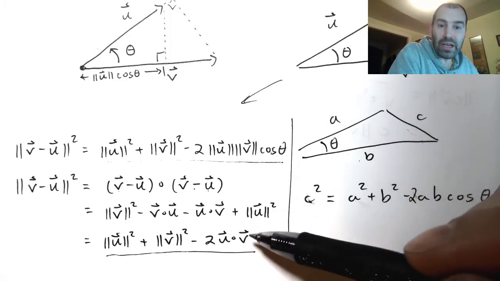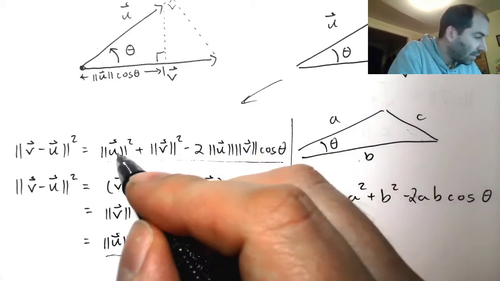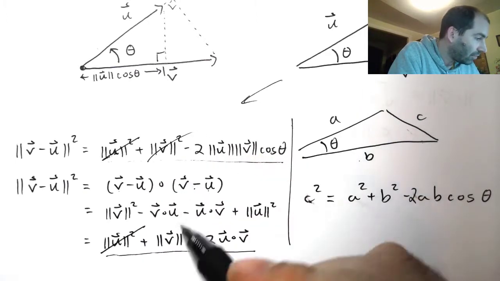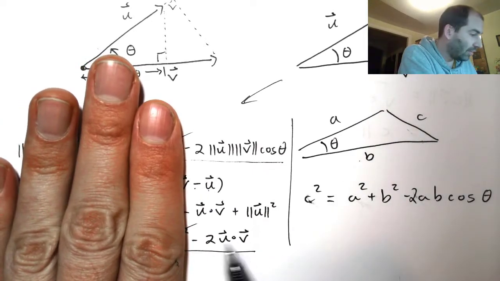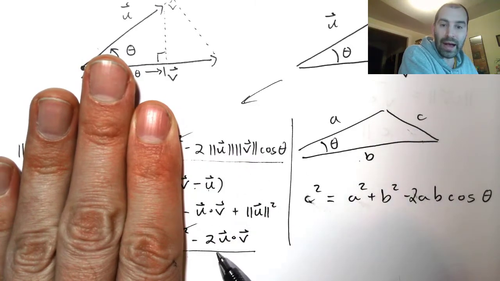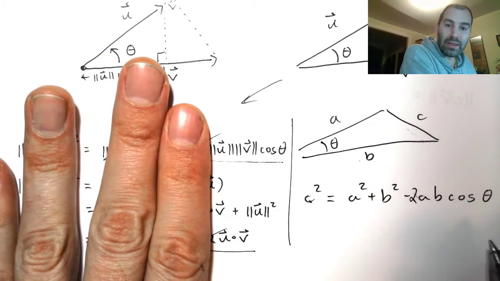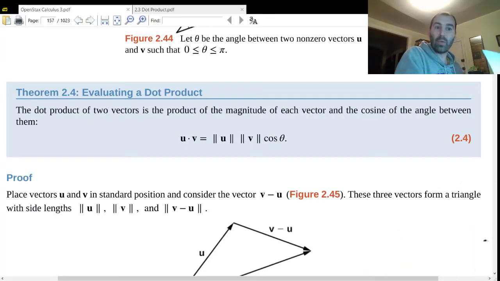But if these two things are equal, we can subtract from both sides of the equality. I can subtract magnitude of u squared from both sides. I can subtract magnitude of v squared from both sides. So what I'm seeing then is that this quantity and this quantity are equal. I can divide both sides by -2. So that means these must be equal. And there it is. There's our formula. We have proved this theorem. And that's why that's true. It follows from the law of cosines.